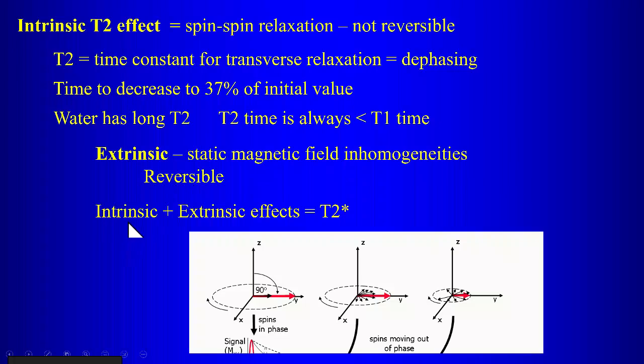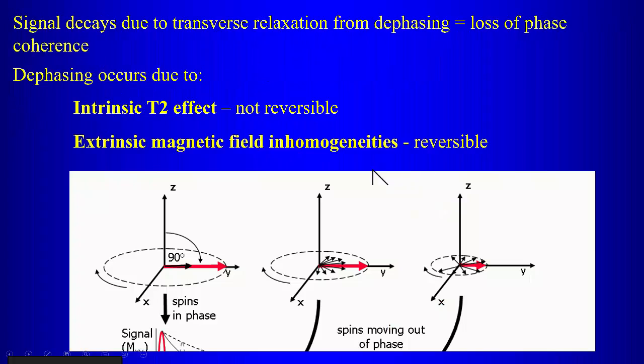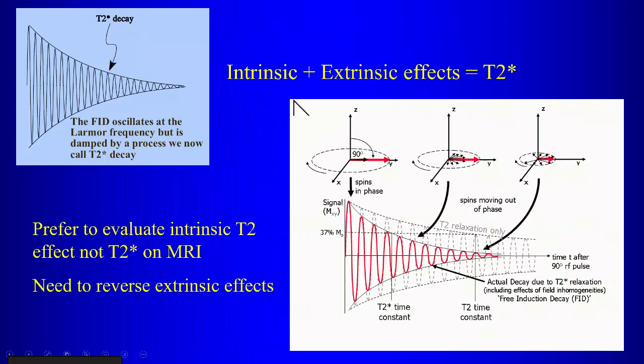Now, if we look at signal decay from intrinsic plus the extrinsic effects, which is what happens when you have free induction decay, when you just flip it 90 degrees, going back to this, right? That's called T2 star decay, because that's both factors. That's involving both the intrinsic effect, which is best for us for determining tissue types, plus the extrinsic effect of magnetic field inhomogeneities. So that's T2 star, the decay of that type of signal. So intrinsic plus extrinsic effects gives you T2 star.